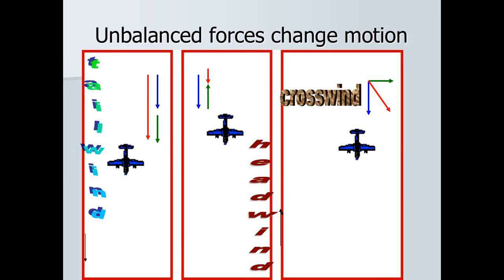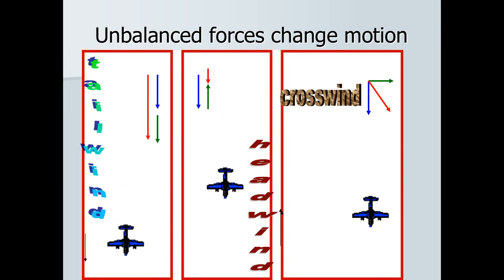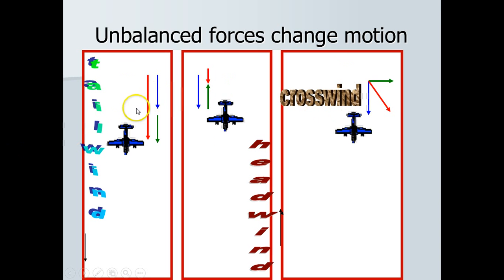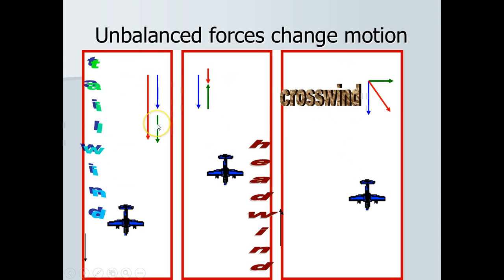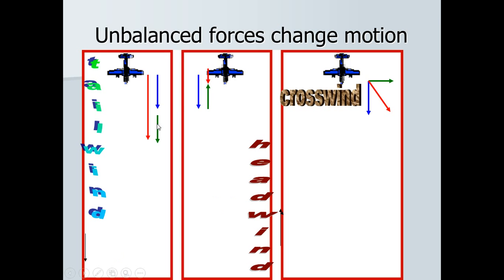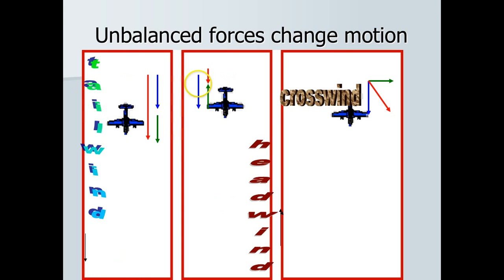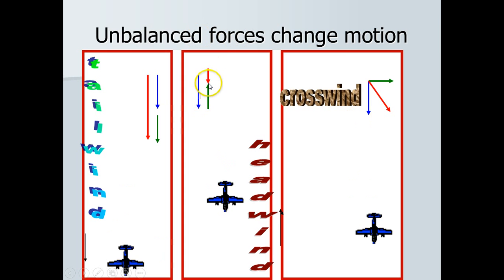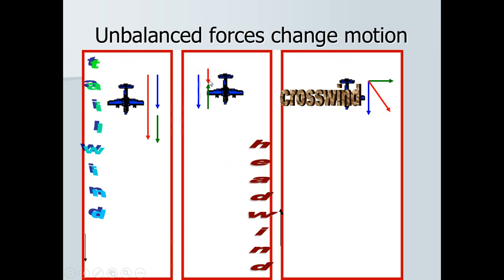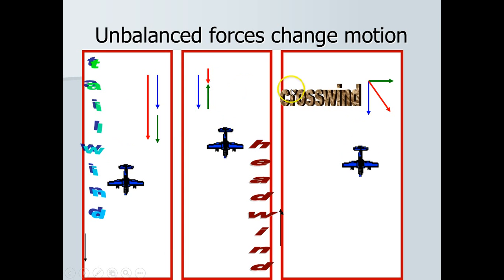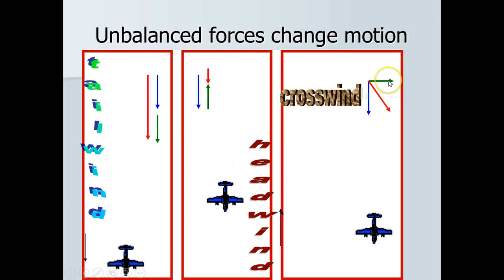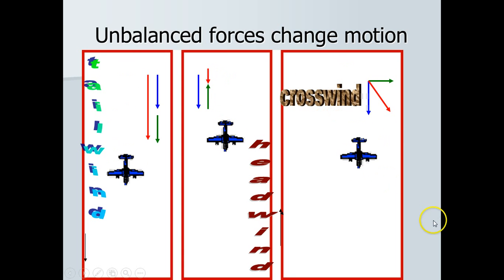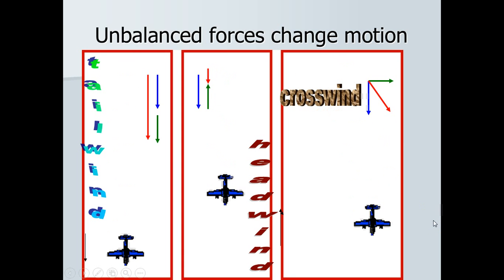Unbalanced forces can change motion in other ways too. For example, if there is an unbalanced force on the tail of the plane going in the same direction as the plane, it speeds up. But if the green arrow representing the wind in the second picture is going against the plane, then the plane slows down. And finally, if the green arrow is going at an angle to the plane, it causes the plane to drift sideways or change direction.